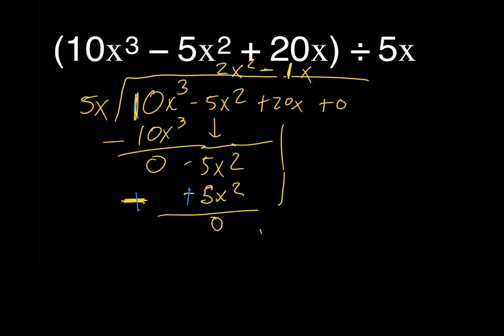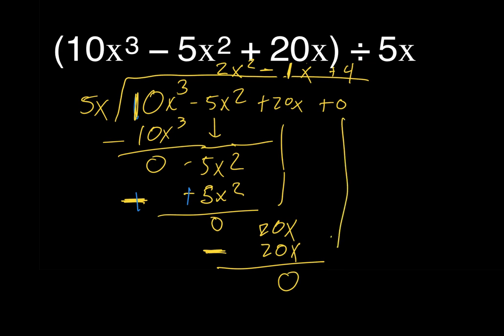Bring down 20x. I need this to be 4, which will be 20x. Subtract, I get 0. Bring down a 0. I need it to be 0. What do I multiply 5x by to get 0? 0. So then it would be plus 0, which we're not going to write because, well, actually it's 0, so that's my remainder. My remainder is 0.